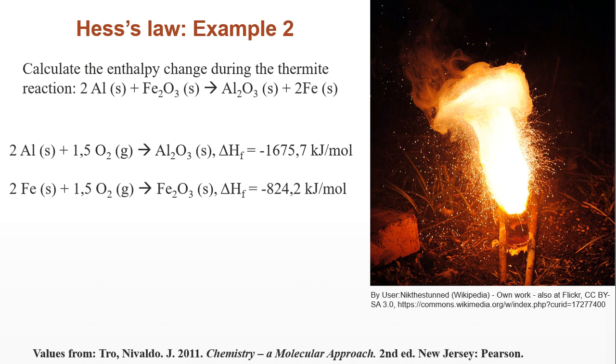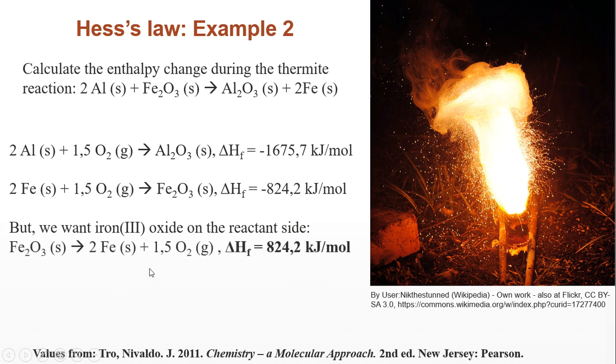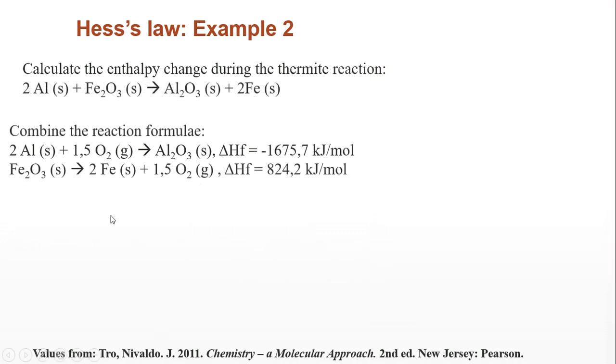Well, we can puzzle these reactions together to form this reaction. So remember that we want iron 3 oxide on the reactant side. That means we have to flip this entire expression. And if we flip the expression, then we will also have to flip the sign of the energy here. So to go the other way would correspond to adding energy instead, to an equal amount. So if we just flip this reaction, we have this, and we know it's the energy for that. Good. Now we can combine these two reaction formulae together.